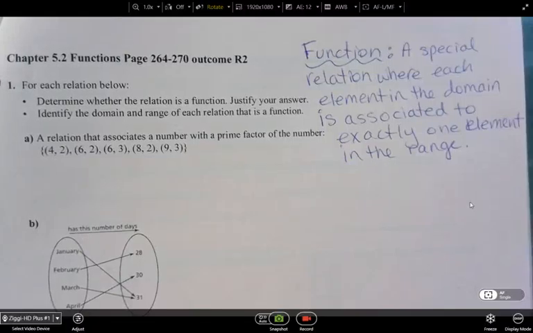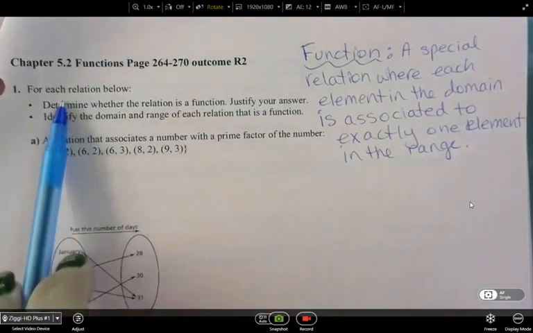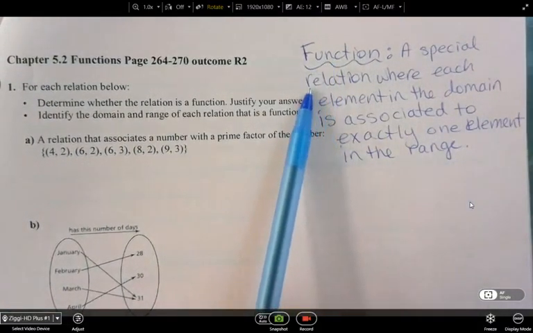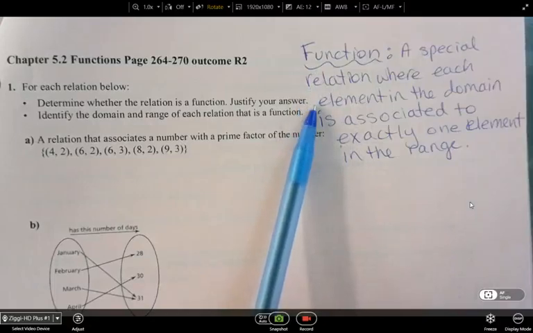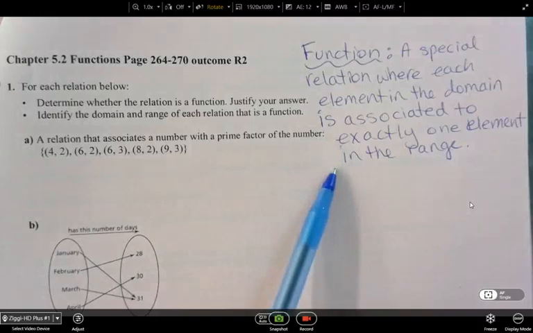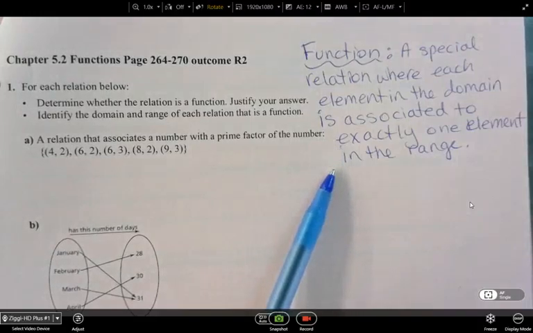Okay, so in this section, 5.2 functions, it's important that we know this definition. A function is a special relation where each element in the domain is associated to exactly one element in the range. So the domain is which one? It's the first set of numbers. And what is the range?